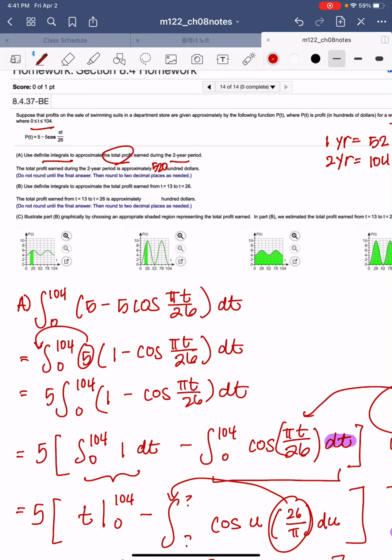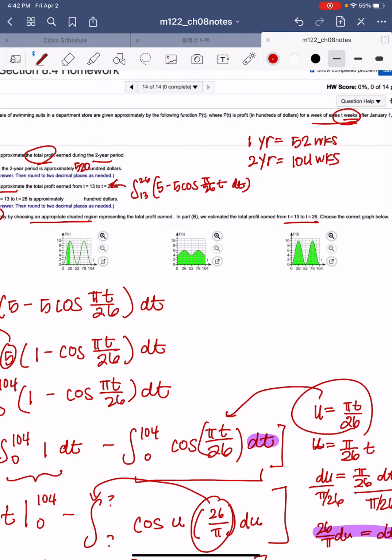Part B is exactly the same, so I'll let you do it as practice. We are integrating the same thing, except instead of 0 to 104, you're integrating from 13 to 26 of our function, 5 minus 5 cosine pi over 26 t dt. So I'll let you practice that as an additional problem. Part C, finally, is asking you to graphically choose the appropriate shaded region of total profit from 13 to 26.